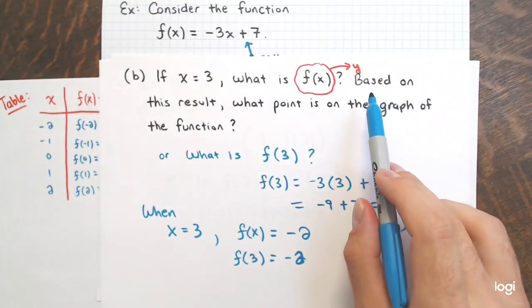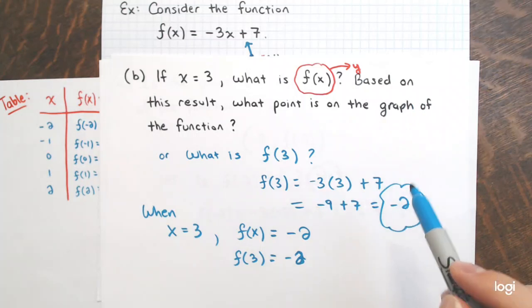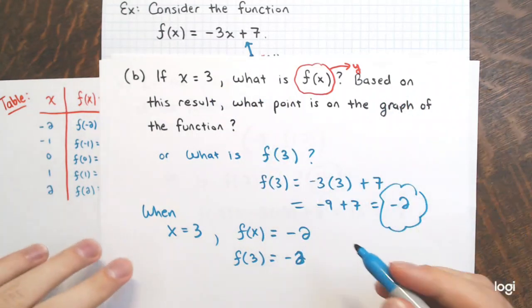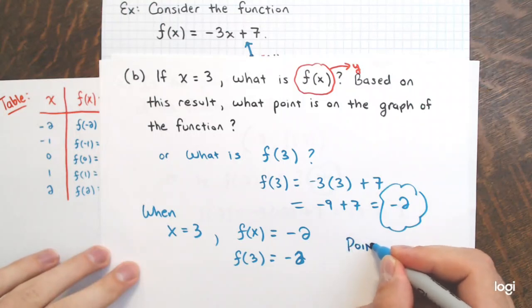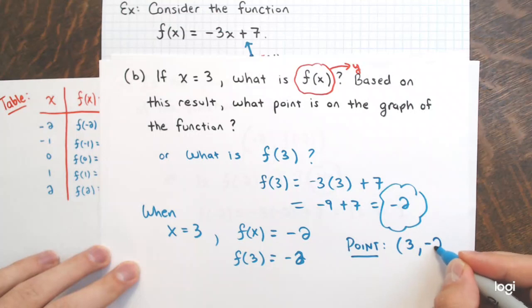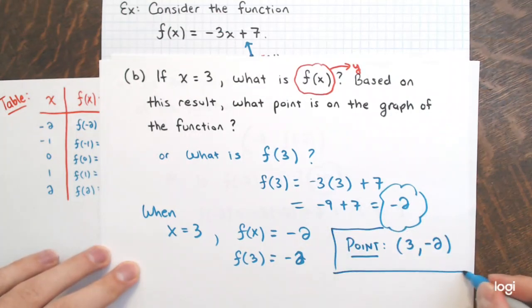Sorry. Back to part B. So I found that when x is 3, y is negative 2, and then based on the result, what point is on the graph? Well, the point on the graph would be x is 3, y is negative 2, right? That's the second part to that question.